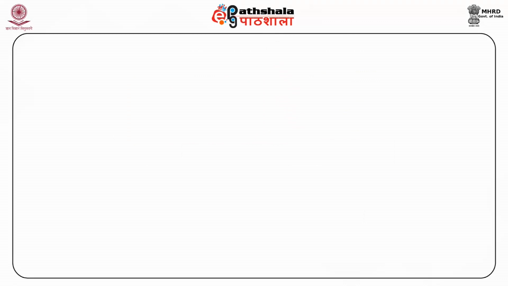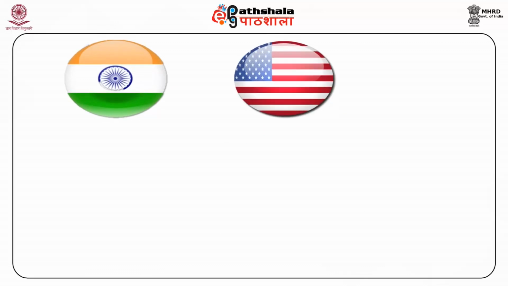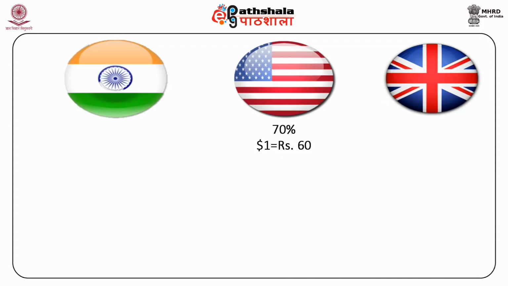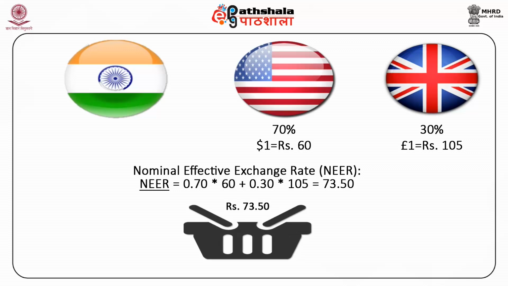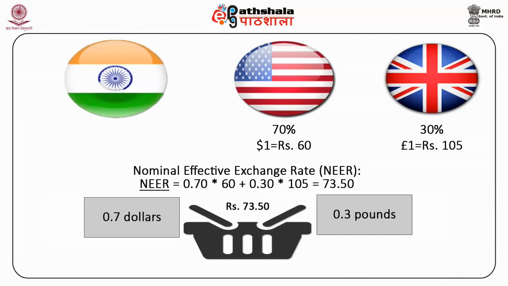An example will clarify the concept. For example, if India trades only with two countries, US and UK, with respective shares of 70% and 30% in India's trade, and nominal exchange rates are $1 equals rupees 60 and £1 equals rupees 105, then the nominal effective exchange rate may be computed as 0.7 multiplied by 60 added to 0.3 multiplied by 105 equals 73.5. This implies that for rupees 73.5, a basket of goods containing $0.7 and 0.3 pounds can be purchased.